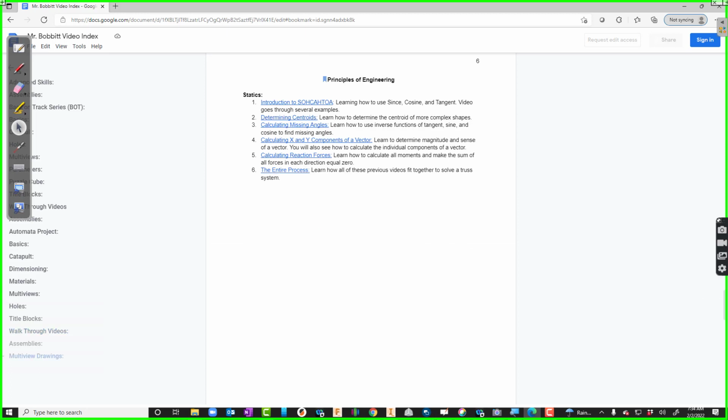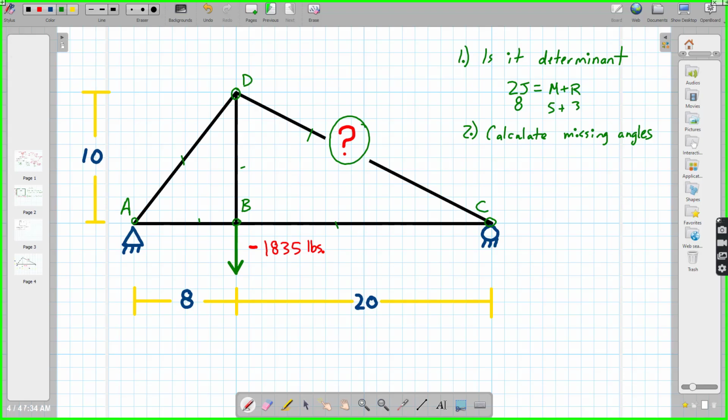These videos are designed to help you. So if you look right there, number 3, it says calculate missing angles. All right? So we now know how to calculate missing angles. So take that and get step 2, because before we can move on, we've got to have this angle here.